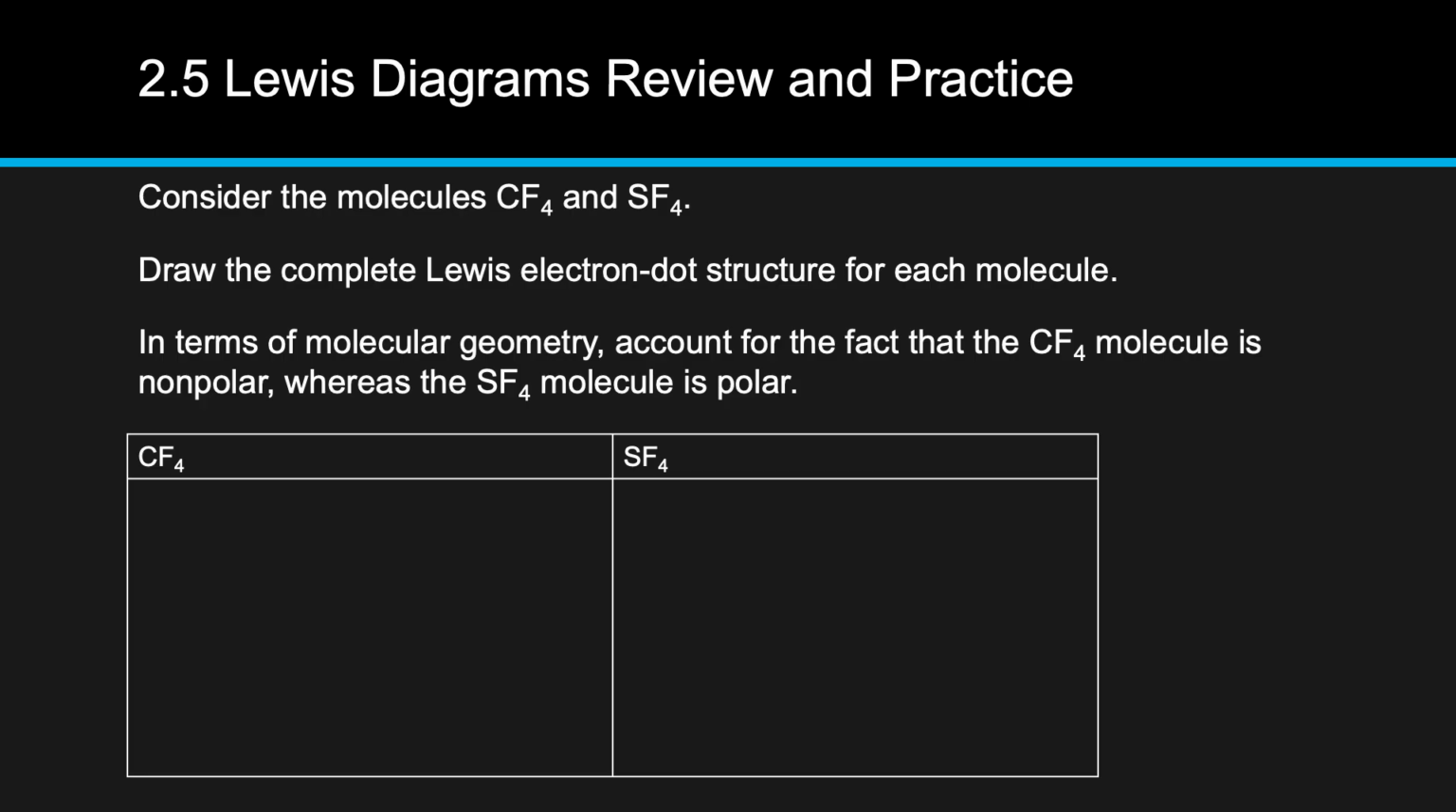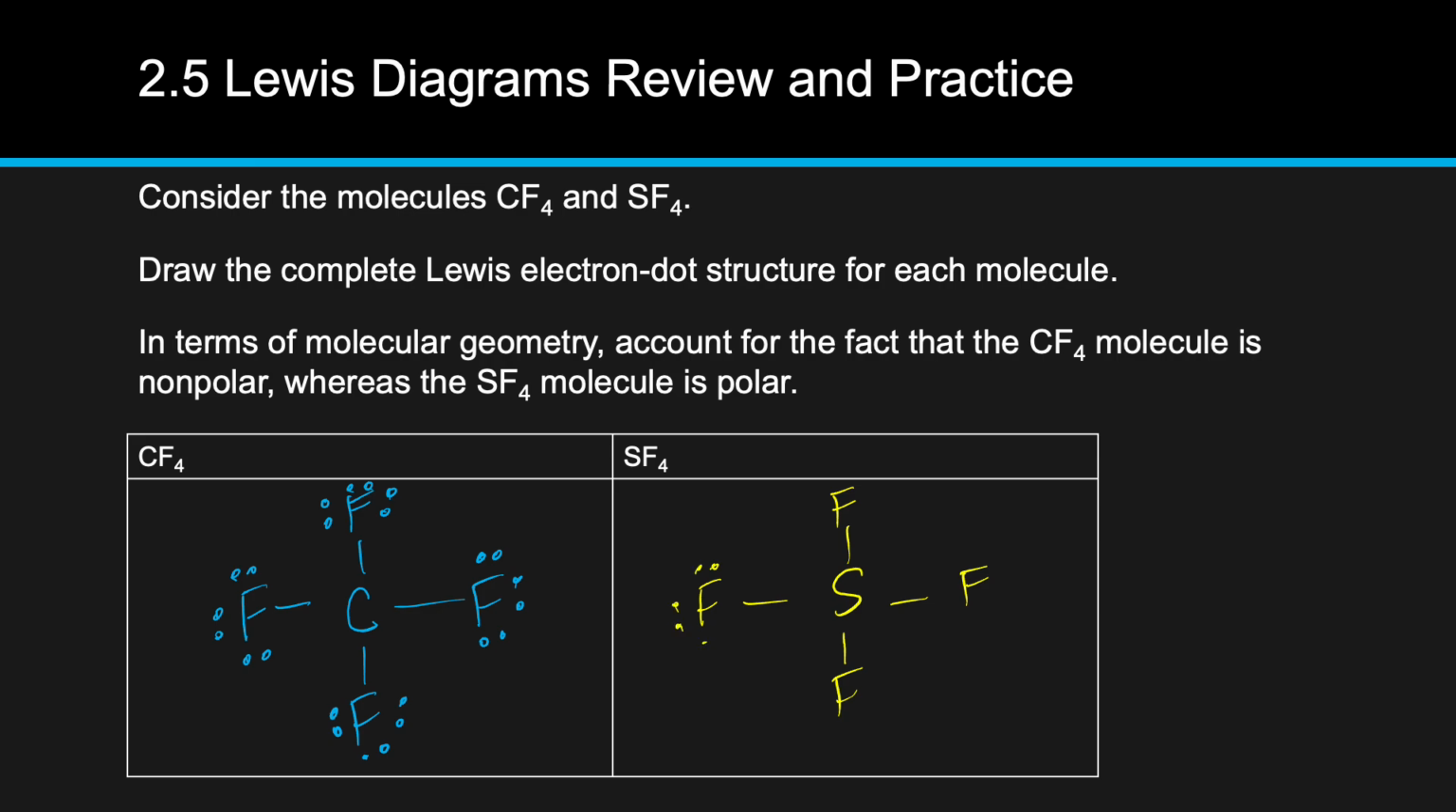So let's start with CF4. We know carbon is going to be in the center. We know we have 4 fluorine atoms. We know fluorine wants to have 1 bond and 3 lone pairs. And then you could go ahead and check your number of total valence electrons if you wanted to be sure. And then let's go ahead and do SF4. So sulfur is going to be centralized. We have 4 fluorines again. We know fluorine wants to form 1 bond and have 3 lone pairs.